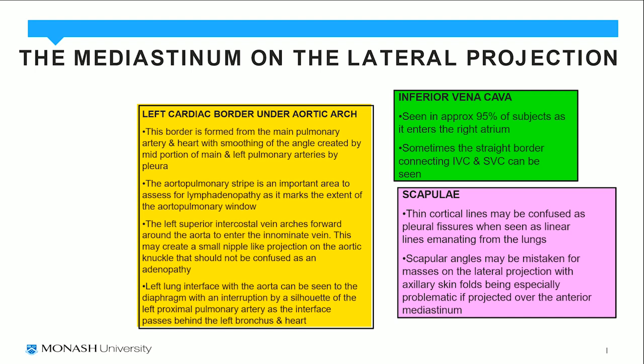And then the scapula. Thin cortical lines may be confused as pleural fissures when seen as linear lines emanating from the lungs. Scapular angles may be mistaken for masses on the lateral projection, with axillary skin folds being especially problematic if projected over the anterior mediastinum.